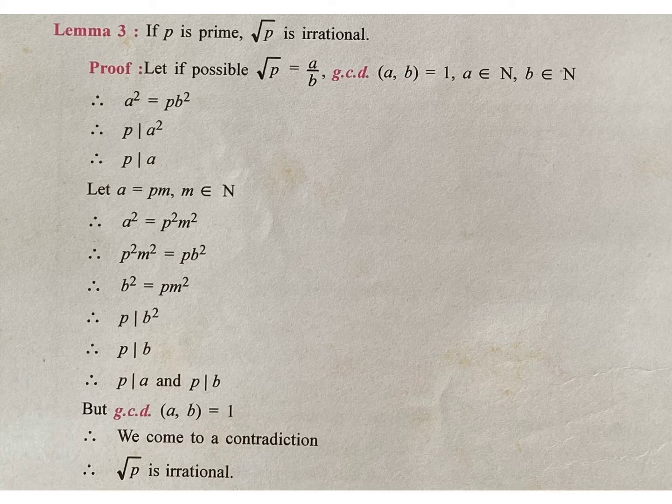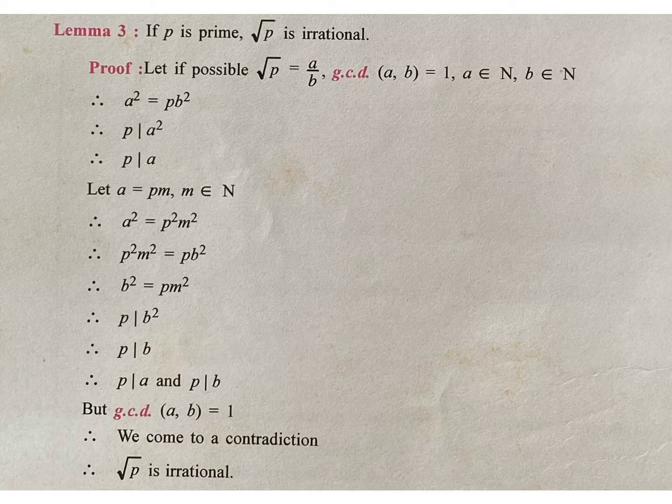So on squaring, we will get a square is equal to p square m square. But a square is equal to pb square. Therefore, p square m square is equal to pb square, and we get b square is equal to pm square. So b square can also be written in terms of p. Therefore, p is a factor of b square, which implies p is a factor of b.